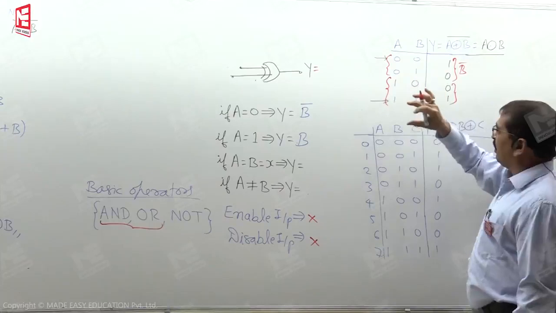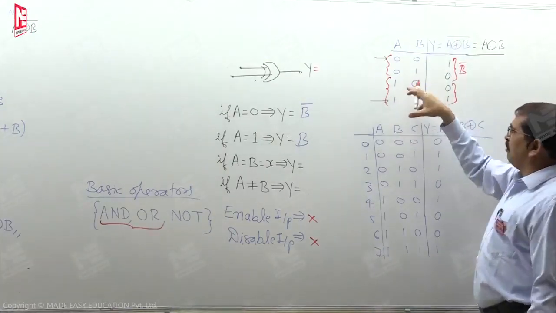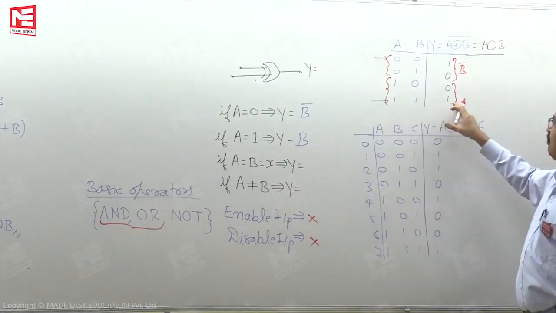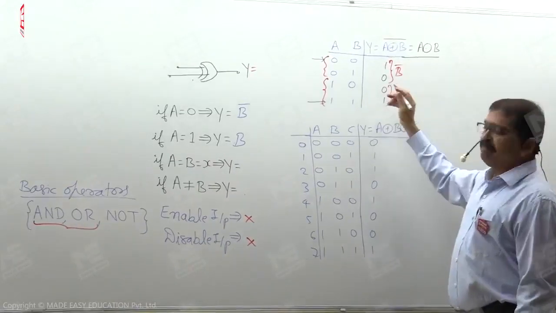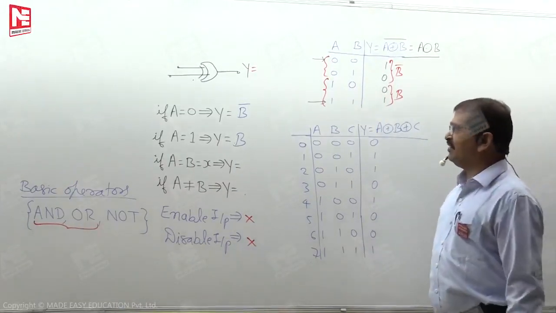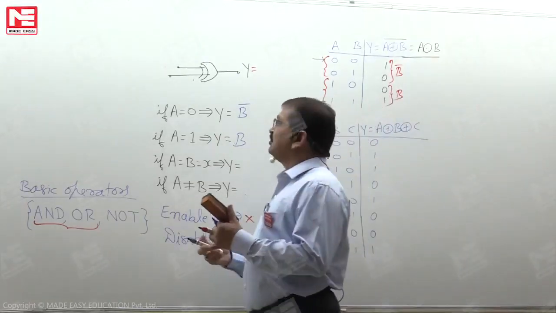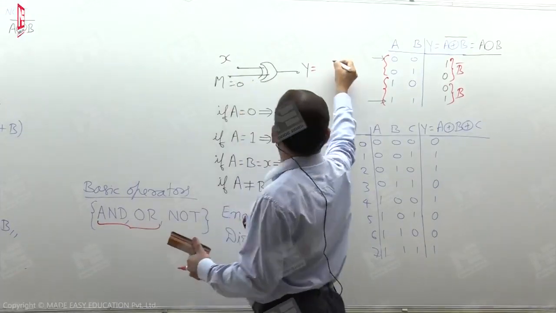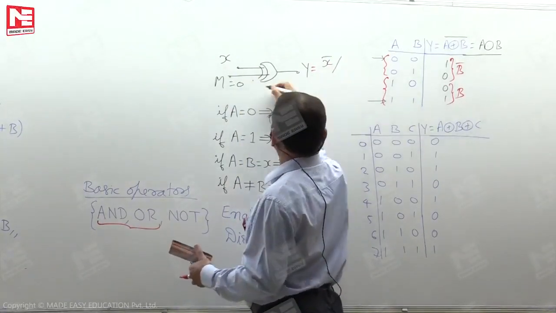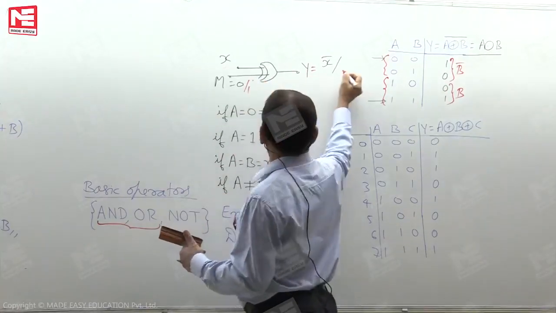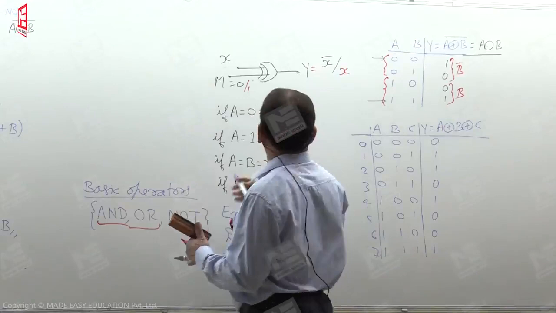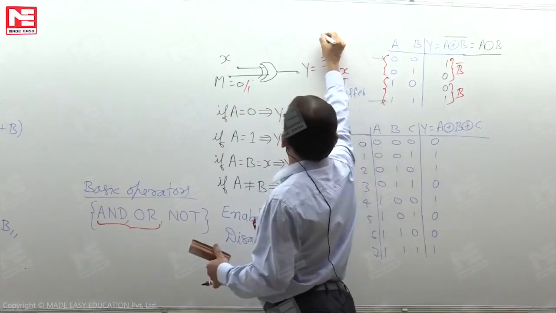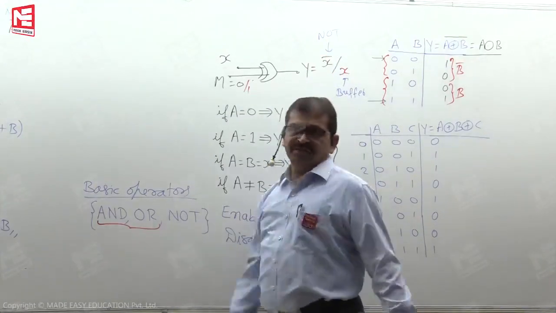If one input is 1, based on the truth table, if B is 0 the output is 0, if B is 1 the output is 1. Hence B is passing as it is. So it is possible to look here also. If I name one input as M, the other input as X: if M is 0, the output is a complement of the input. If M is 1, the output is the same as the input. So this is the buffer operation, and this is the inversion operation. It is the reverse of the exclusive OR.